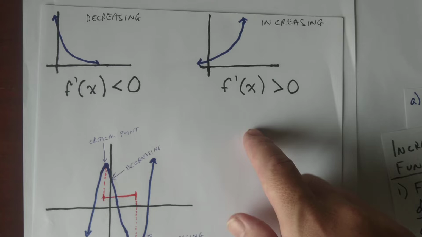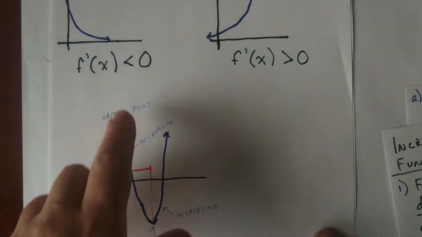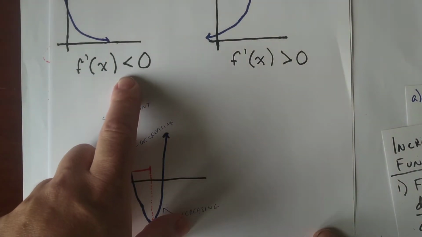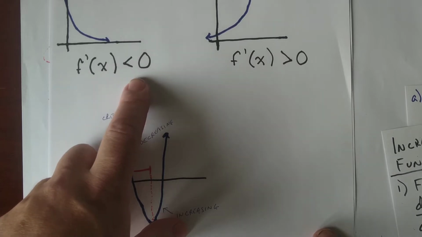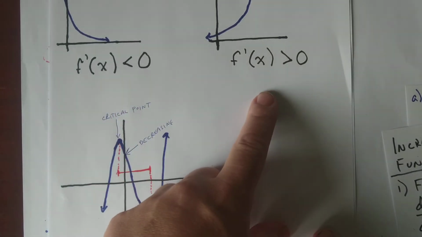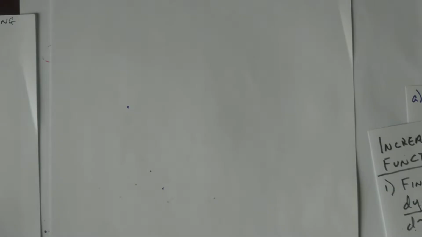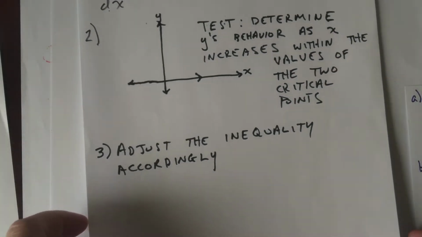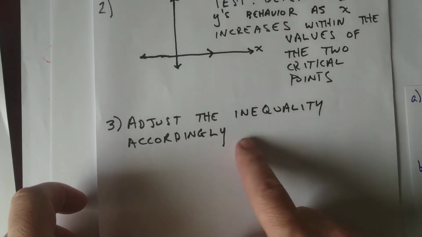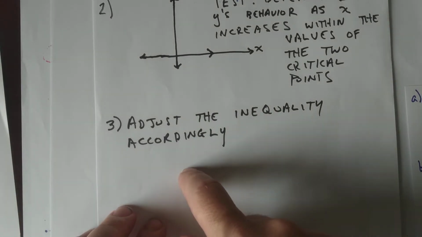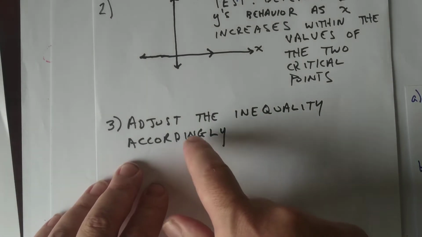And this probably makes no sense right now, but if the derivative is less than 0, then it's a decreasing function. If it's greater than 0, then it's an increasing function. Okay. After we do this, then we adjust the inequality accordingly. Now this is kind of the hard part, is knowing to do that. So keep that in mind.